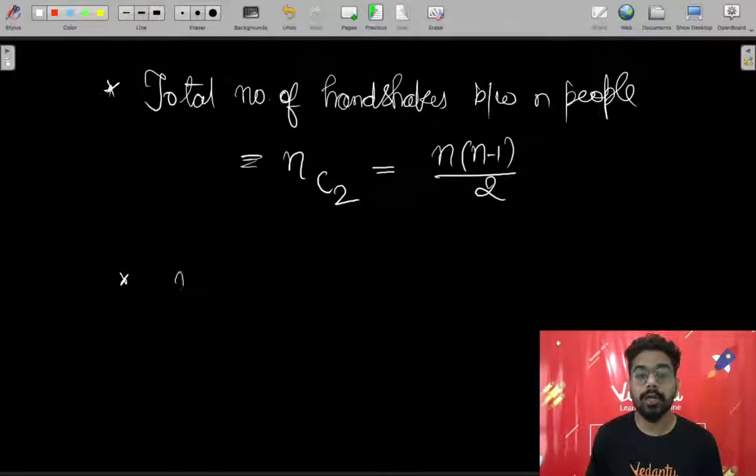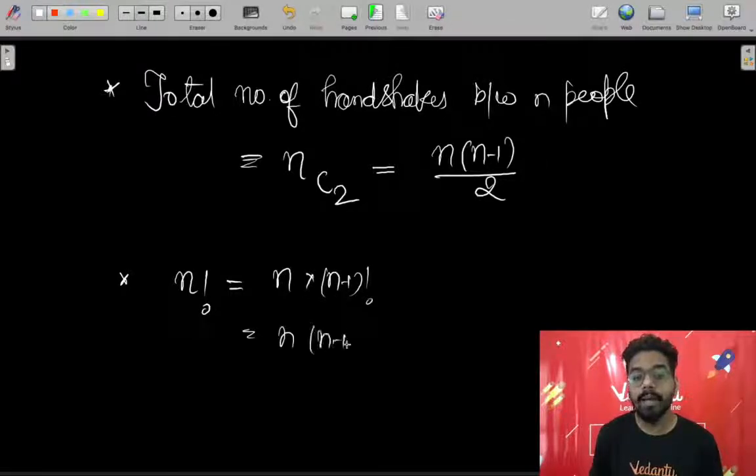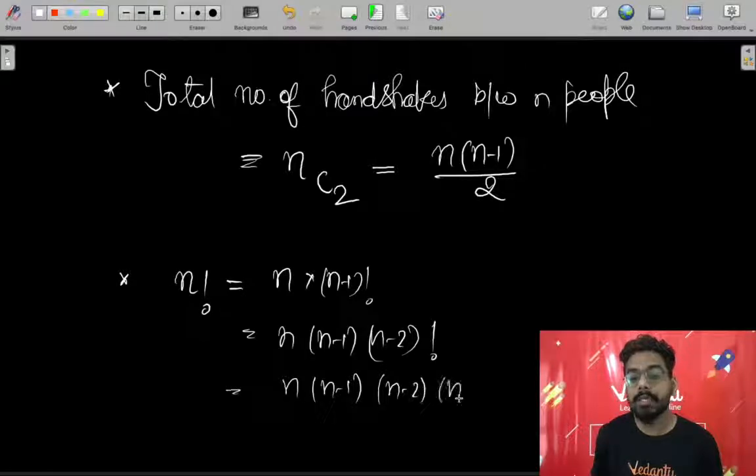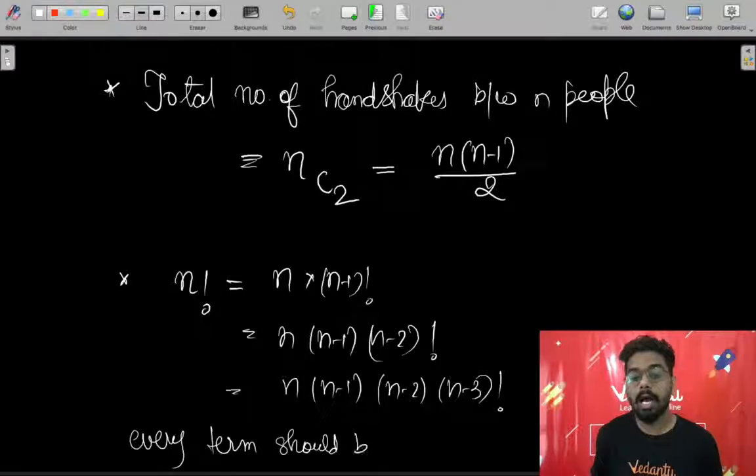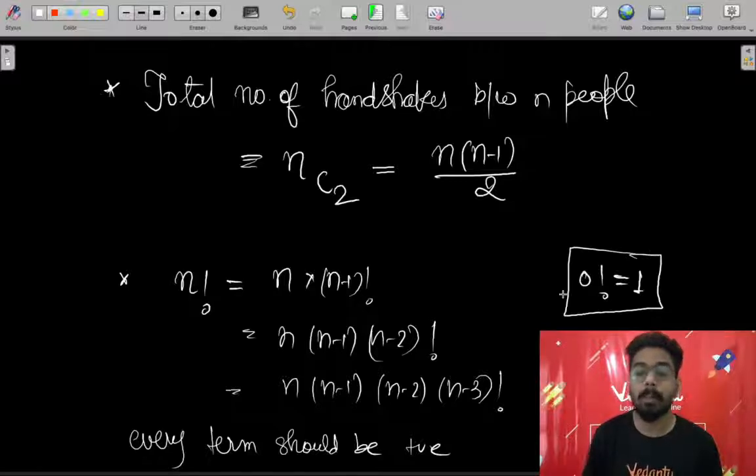Second thing which I want to share over here, n factorial is equals to n into n minus 1 factorial is equals to n into n minus 1 into n minus 2 factorial is equals to n into n minus 1 into n minus 2 into n minus 3 factorial, and so on. Keeping in the mind, every term should be positive. अगर वो पॉजिटिव नहीं है, वी विल नॉट गो बियॉन्ड दैट, हम उसके बाद नहीं जाएंगे. शुड बी पॉजिटिव एंड मेंशन ओवर हियर 0 फैक्टोरियल इज इक्वल्स टू 1. तो ये सारी बातें आपको पता होनी चाहिए.